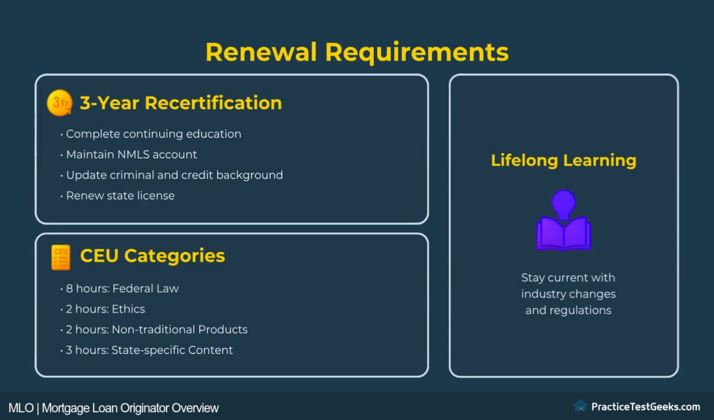Your certification requires renewal every 3 years. Complete 15 hours of continuing education: 8 hours on federal law, 2 hours on ethics, 2 hours on non-traditional products, and 3 hours of state-specific content. Maintain your NMLS account and update your background checks.